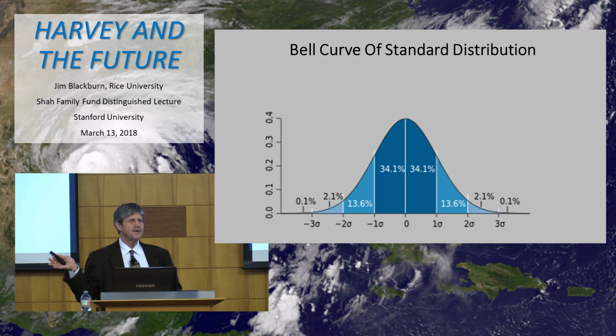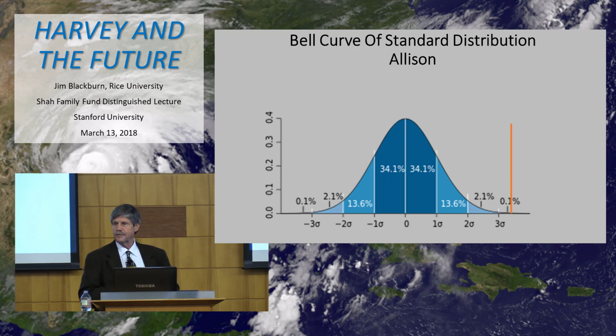We're all familiar with the bell curve of standard distribution. That's where Tropical Storm Allison falls, 2001. That's where the Tax Day storm falls, 2016. That's where Harvey falls, 2017.